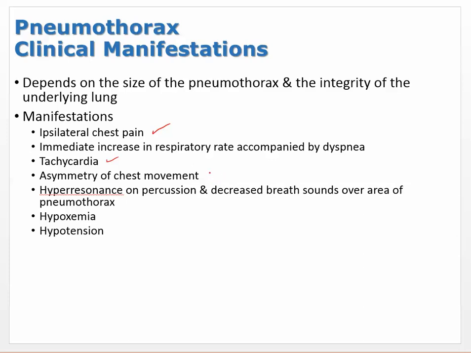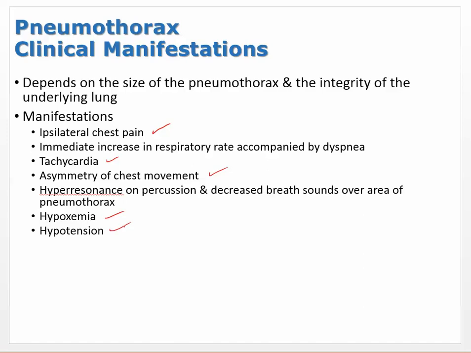Asymmetry of chest movement, well, that's probably because one of your lungs is partially collapsing. Hyperresonance, so you can hear hyperresonance on percussion. So when you tap on it, it's going to sound more hollow because there's air on the outside of the lung instead of the lung being pushed up against that. So decreased breath sounds over the area of the pneumothorax, because there's less breathing, I suppose, in that area.